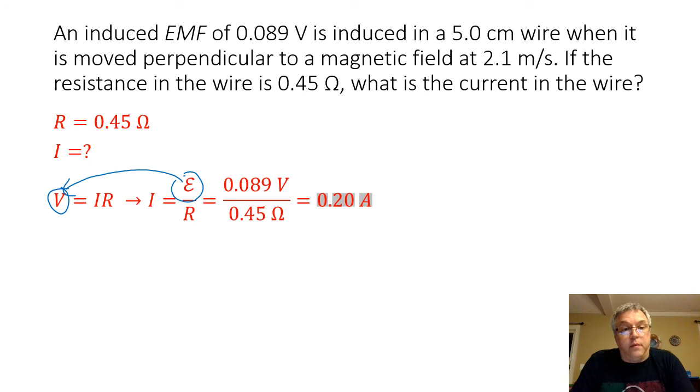When I do that, I'm going to get the current is going to equal the EMF divided by the resistance. And when I plug my values into that equation, I am going to get a current of 0.20 amps.